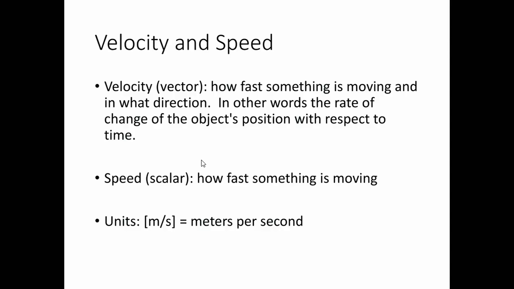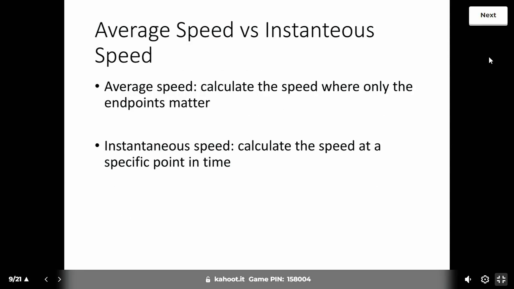The scalar version of velocity is speed, and there you just give how fast something is moving. So again, if I'm moving 2 miles per hour, that's a speed. If I'm moving 2 miles per hour to the left or to the right, that's a velocity. And the units for velocity are meters per second.